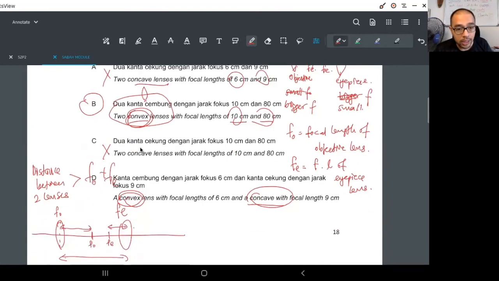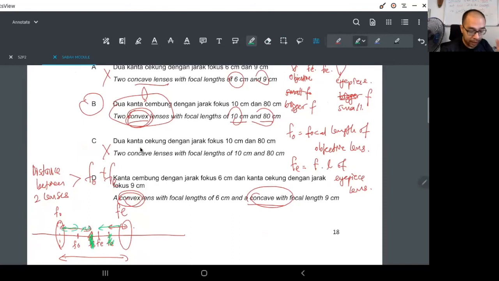Whereas for the microscope, it's terbalik. For the microscope, the objective is small and then the eyepiece is big. I'm going to rub this off. So the objective is small and the eyepiece is big. Okay, dia terbalik. My mistake.